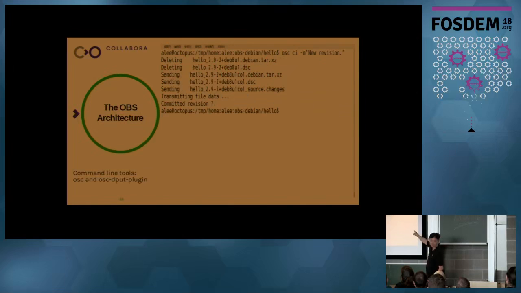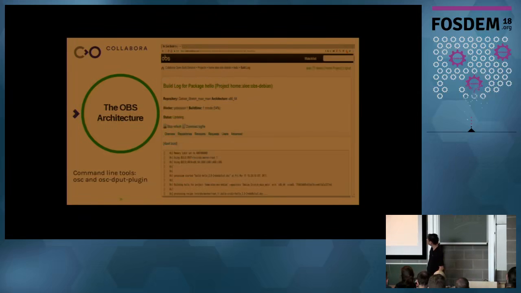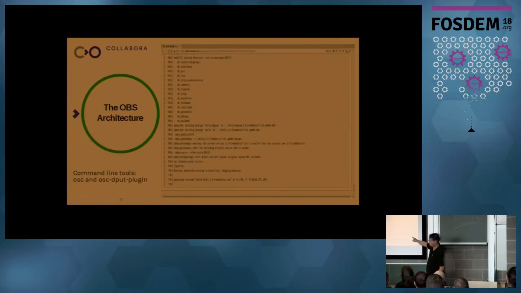Once you've done this on the command line, you go back to the web UI, and you can see the package is building on the different architectures or different distributions that you configured in the project. And you can click on that and see the build log on the web UI.